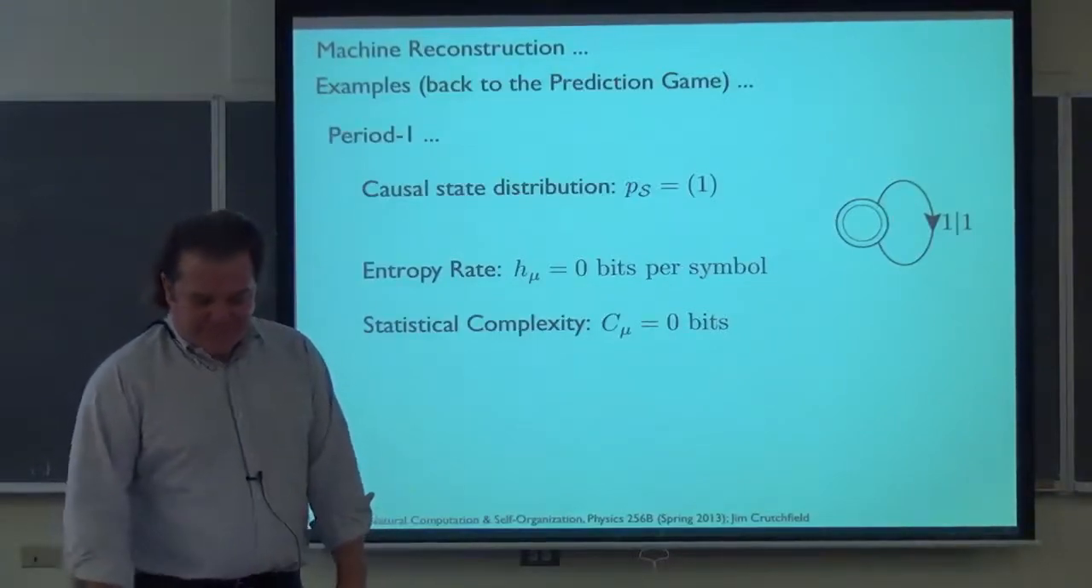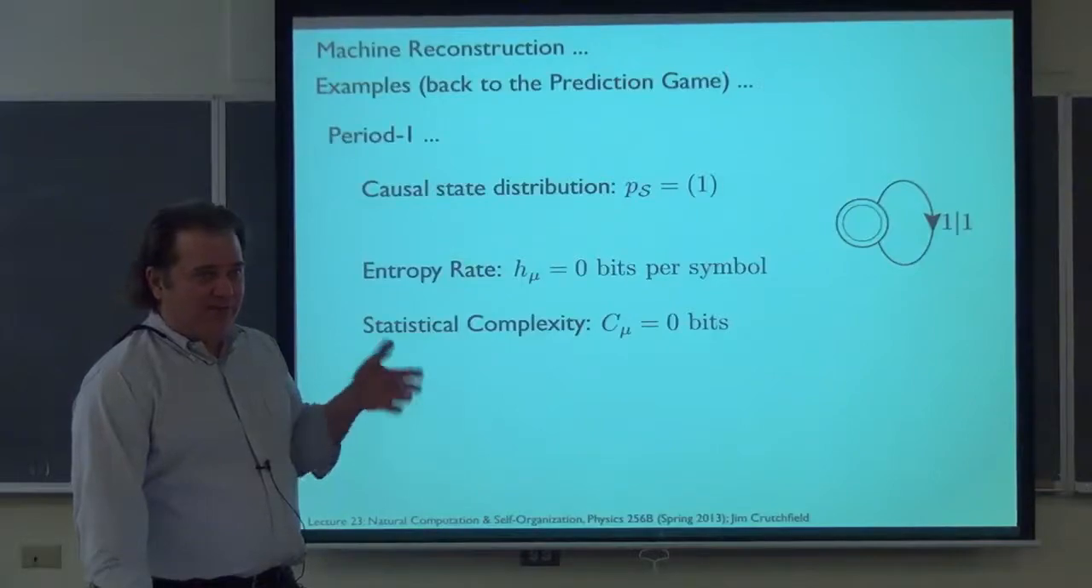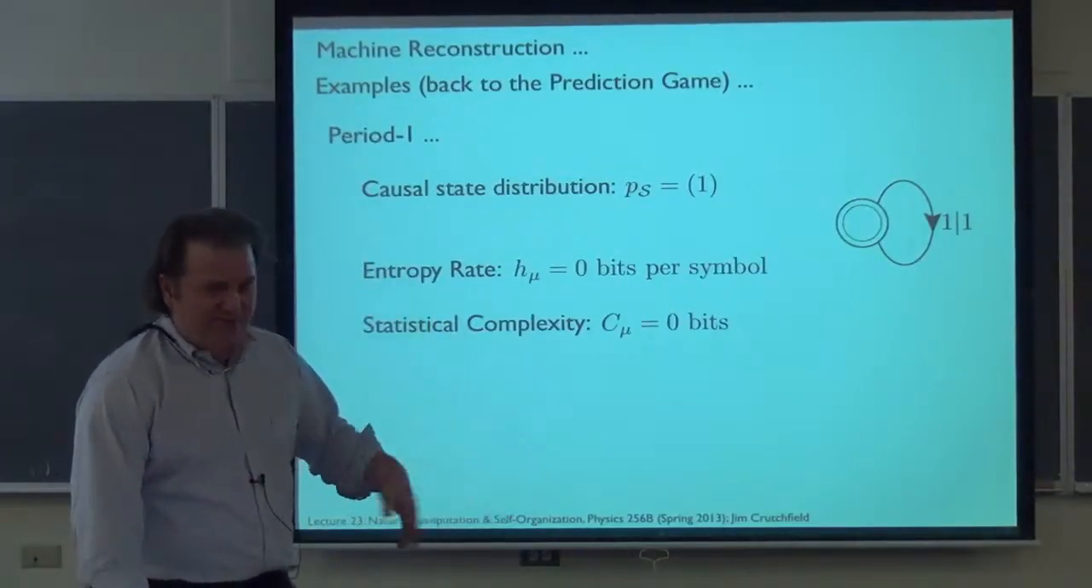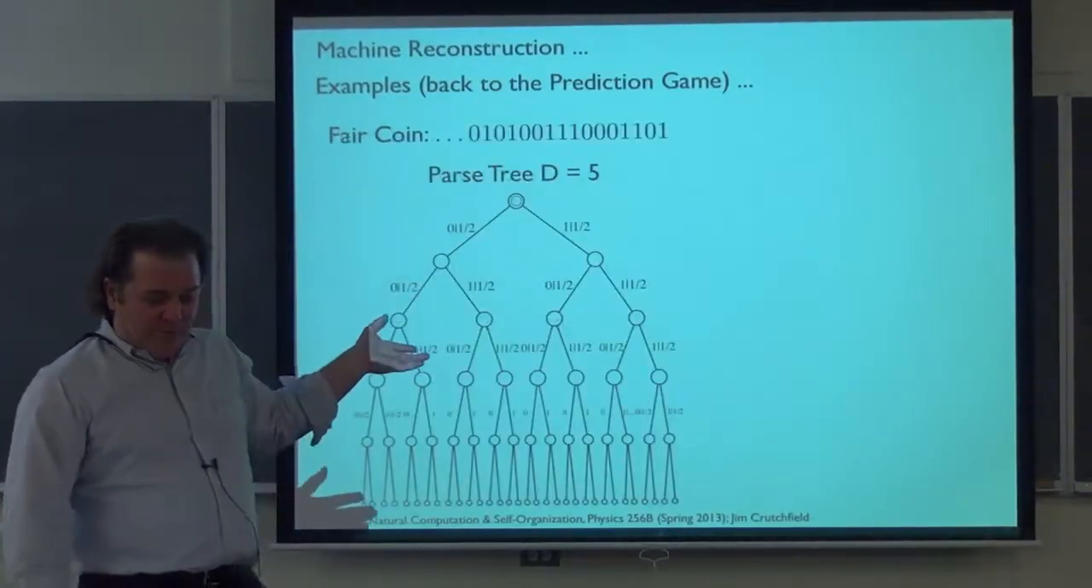Okay. So this is genuinely flogging a dead horse at this point. It's all ones. Even the first time we did it in the prediction game it was obvious. But still, it's an important base case. And here's the other important base case.